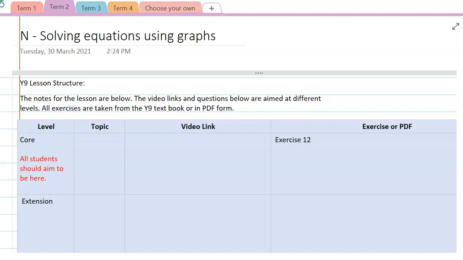Today I'm going to show you how we solve equations using graphs. Now, what I'm going to begin with is a very basic equation. Let's write y equals 2x plus 7.